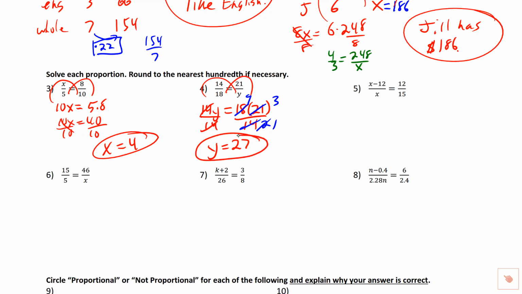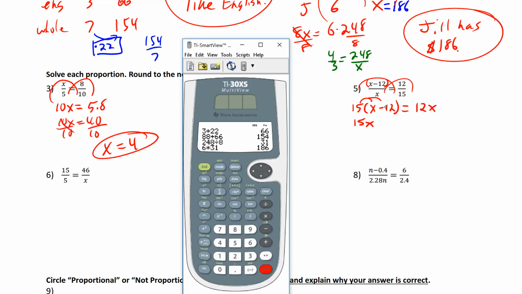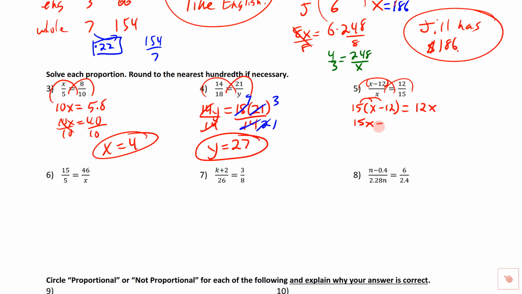Okay, this next one's a little more interesting because we've got a variable on the top and a variable on the bottom, and this one is a binomial. So you remember we want to group those together, so we're going to put those in parentheses, and then we're going to multiply here and here. These are fairly large numbers, so I'm going to make sure that I write everything out, and then we'll make sure that we use a calculator to get the correct answer here. So when I distribute through here, we get 15x, and then we've got 15 times negative 12. So I'm going to do 15 times 12, and that's going to give me 180. Now don't forget this minus right here. So this is minus 180 equals 12x.